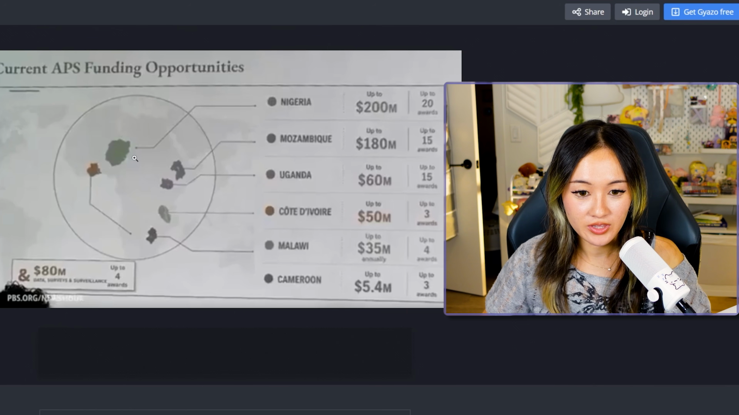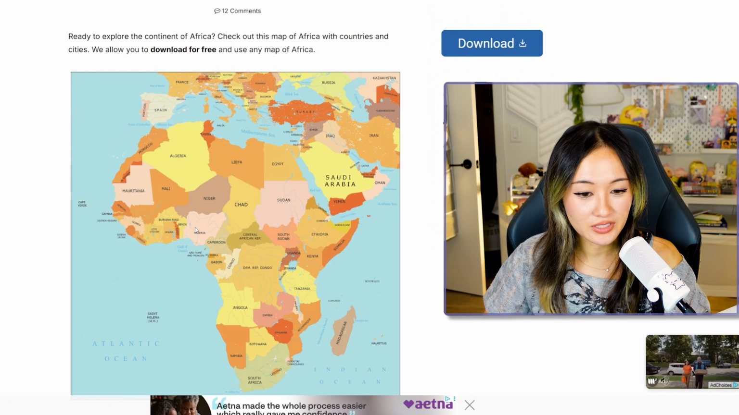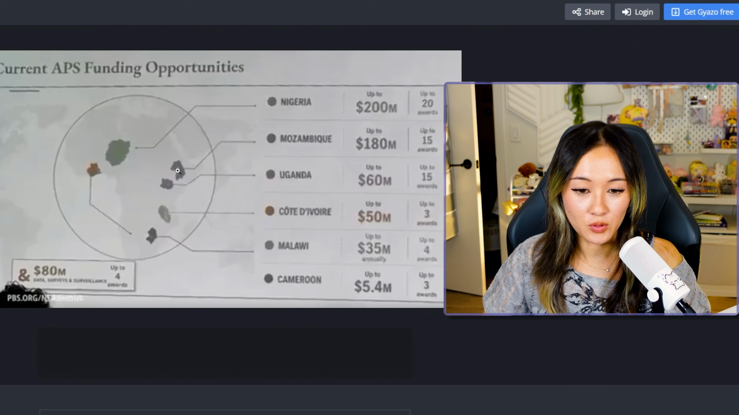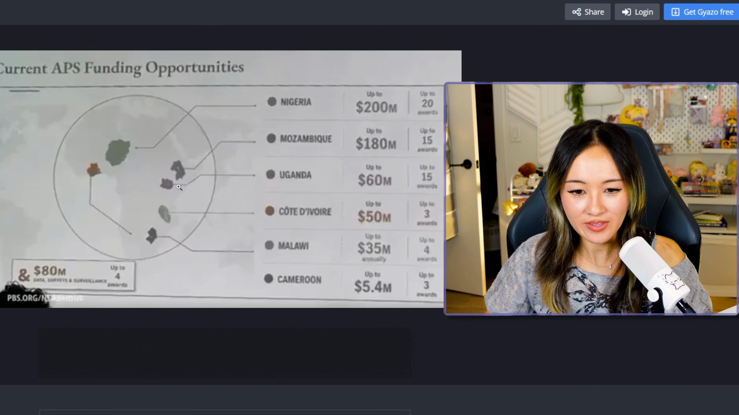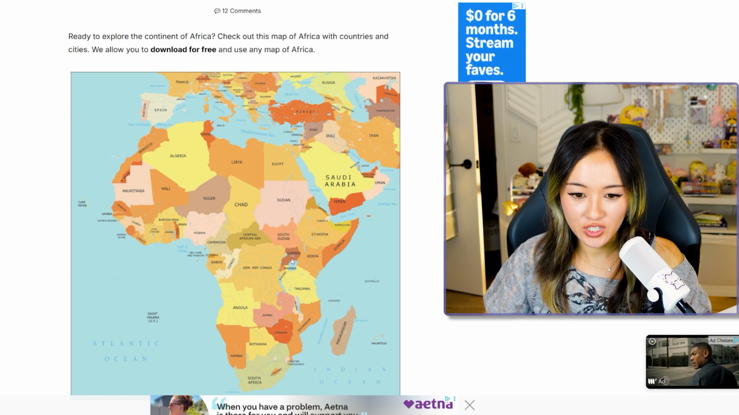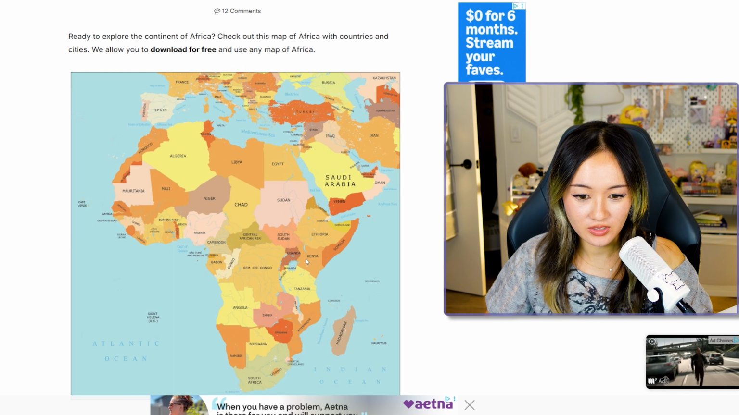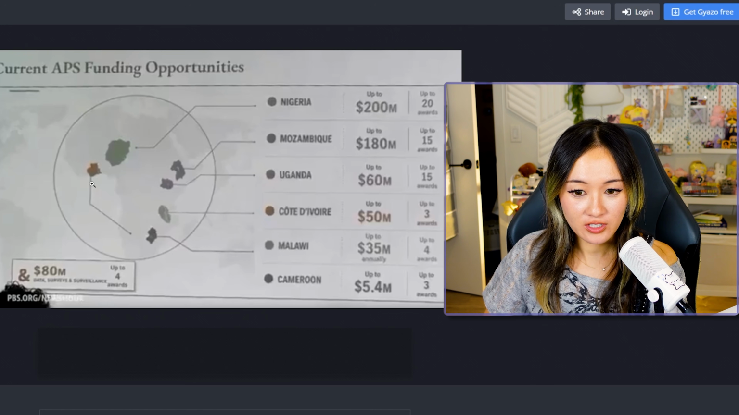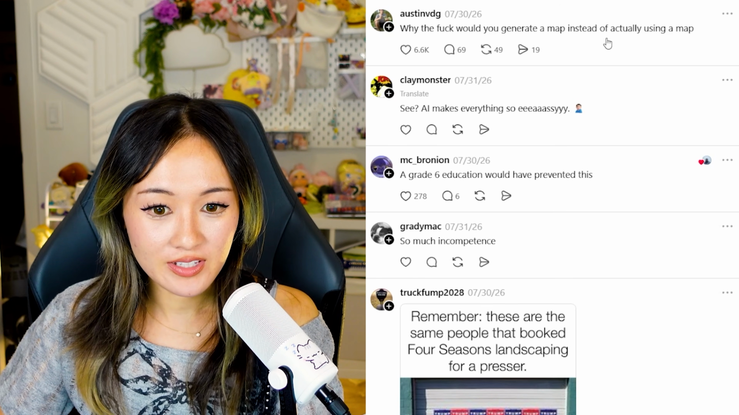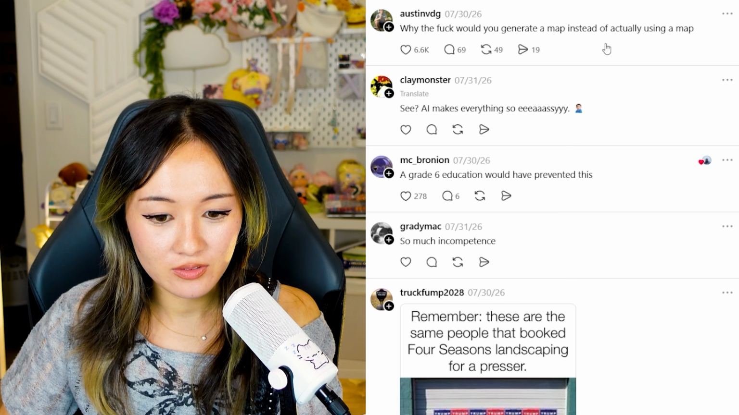They put Nigeria in the center of Africa. Nigeria's over here. They flagged, for instance, Mozambique here. Mozambique is actually down here. They had Uganda in like basically the correct location, but the shape of Uganda is completely incorrect. Also, I guess they forgot about Cameroon, because there's no line marking Cameroon. I guess the AI flagged Cameroon as being in this spot, which is actually where Cote d'Ivoire is. It's all so wrong.